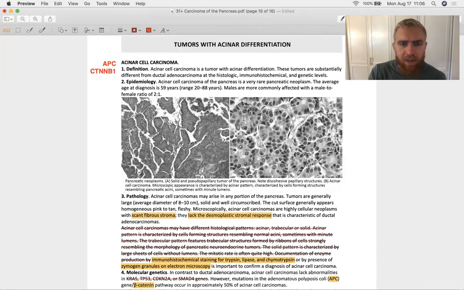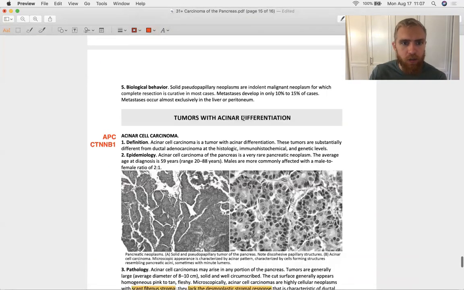So we get down to the last 2 pages of this SDL, tumors with acinar differentiation. We've got an acinar cell carcinoma, and then we've got a pancreatoblastoma. So both acinar cell cancers are going to have APC and beta-catenin mutations. Need to memorize that.